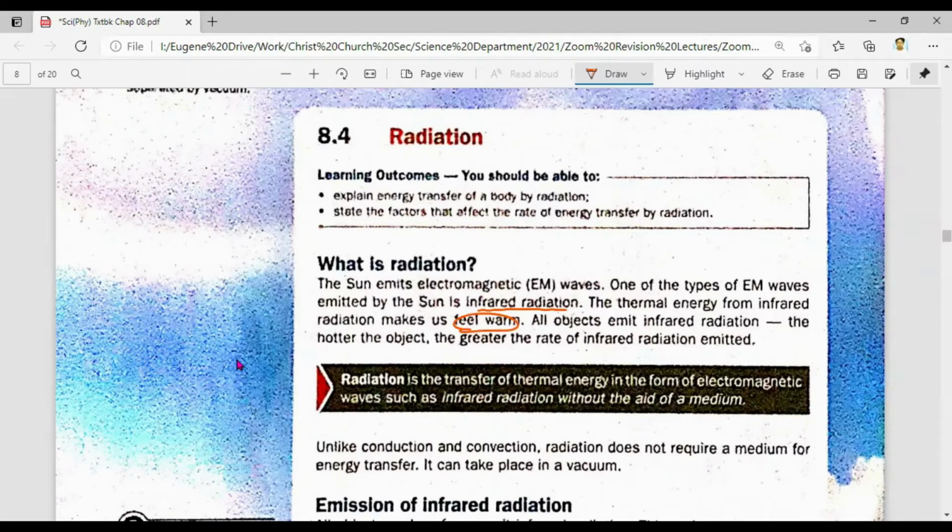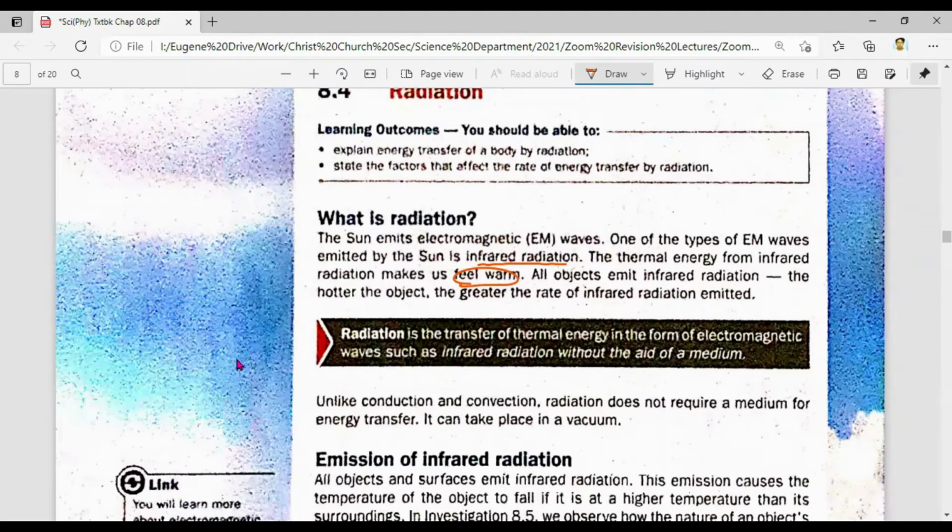Whenever you talk about radiation in terms of heat transfer, we are looking at the transfer of heat in the form of EM waves such as infrared radiation, without the aid of a medium. That means I don't need a medium for radiation to occur. I don't need a material. I don't need any substance. This also means that radiation can occur in a vacuum. Vacuum means that there's no substance in between.